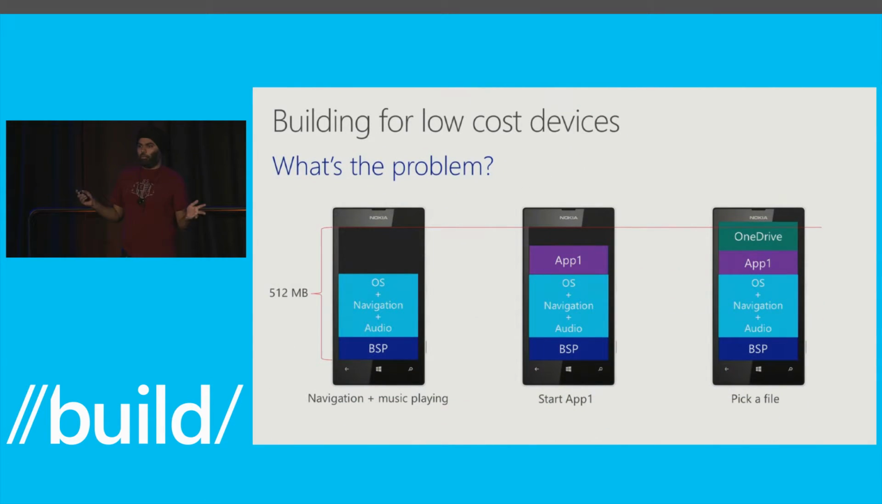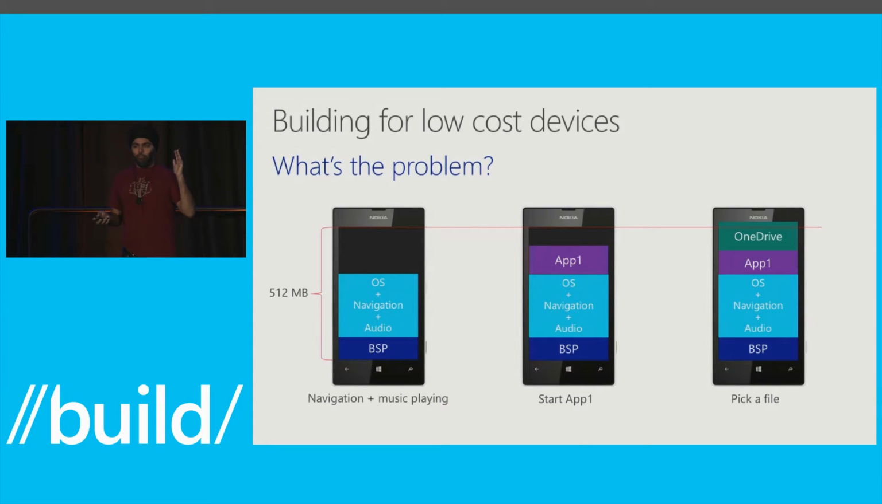So what's the problem? What's the problem that can possibly occur on a low memory device? So imagine a scenario where you're driving along, you've got music playing, you've got navigation going on. That would be the first graphic there. If you're wondering what the BSP stuff is, that's just the kernel and drivers. And so you've got all this stuff loaded into memory. And your co-passenger picks up the phone, starts up an app, say Facebook, and they want to post a photo. They choose to post the photo from OneDrive. At that point, it is possible that we might run out of memory.